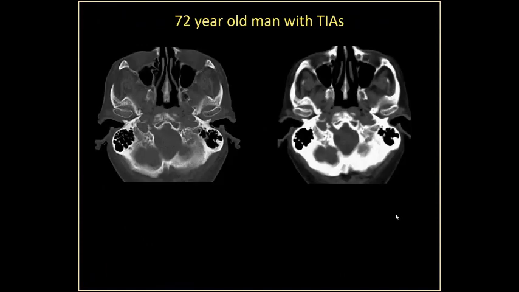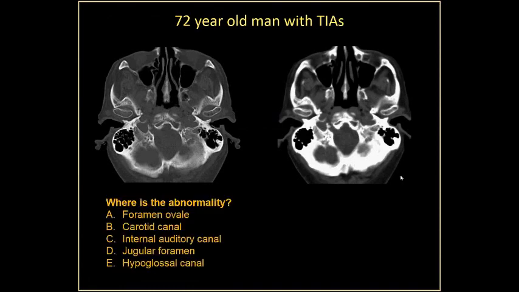All right, so the last case we're going to look at, a couple minutes here. This was a 72-year-old man presenting with TIA, transient ischemic attacks. So here's a bone window CT and a soft tissue window axial CT. Take a moment to look at the CT here.